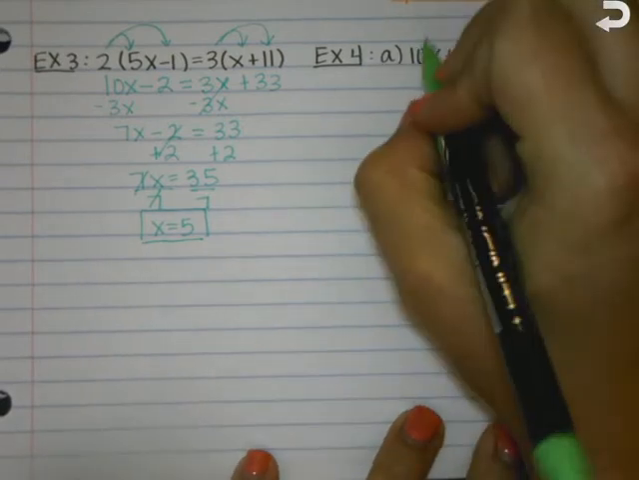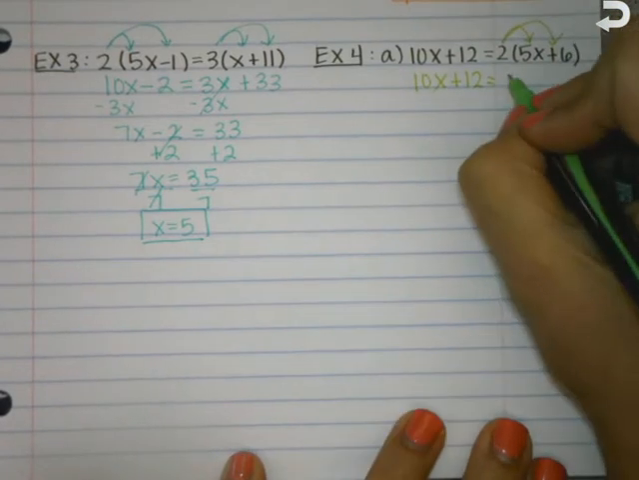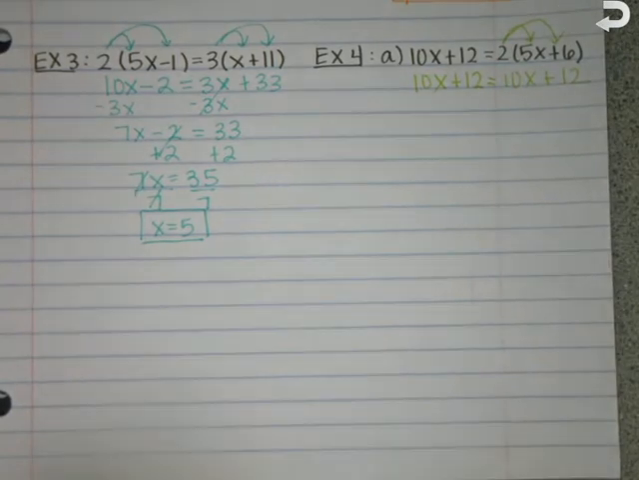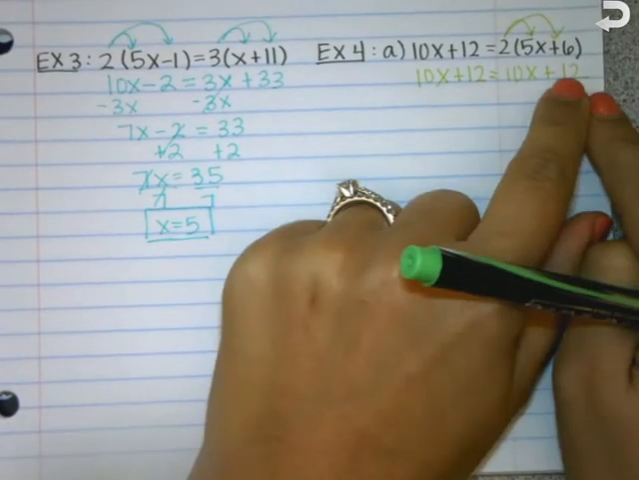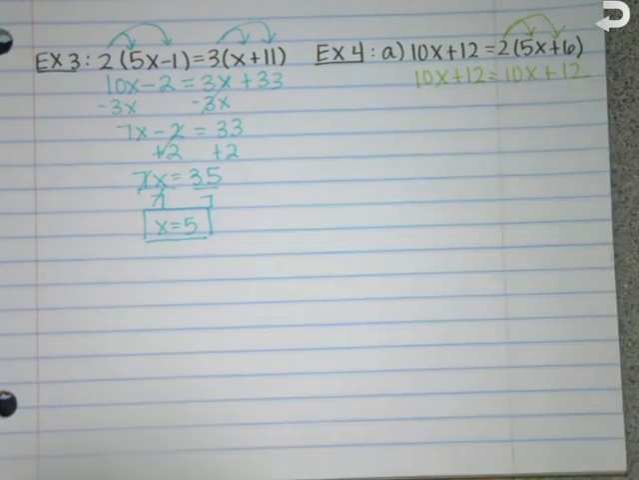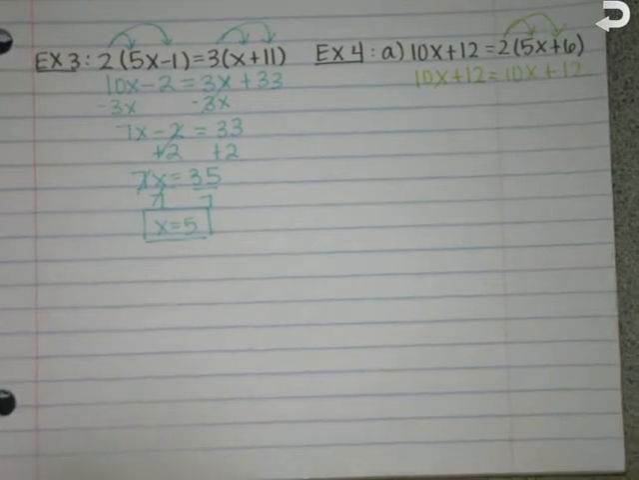And that gives me 10x plus 12 equals 2 times 5x is 10x. 2 times 6 is 12. Okay. Oh my gosh. What happened? 10x plus 12 equals 10x plus 12. Is that a true statement? Yeah. You can stop here. No. Well, x can equal 0. X can equal 1. X can equal anything.